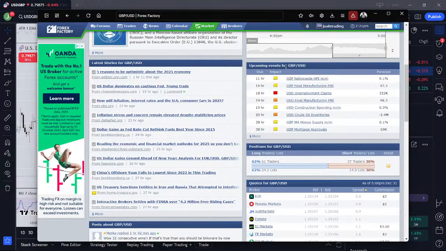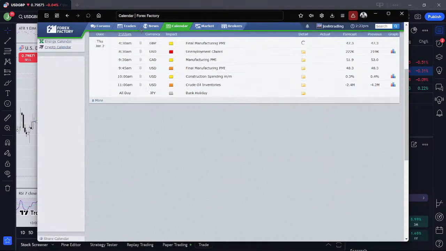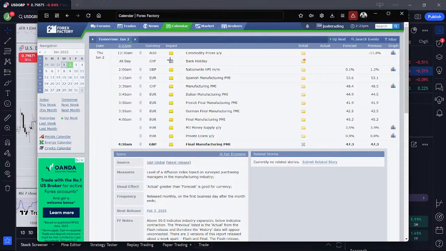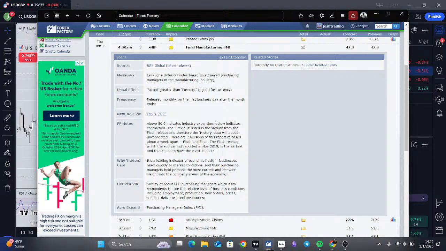You can also see here the upcoming events. This is for Thursday, that's tomorrow. You see that you have a bank holiday, so I'm not gonna trade the Swiss franc because they have a bank holiday. That's gonna be very indecisive. Same with the pound, PMI. I'm not too familiar with PMI, so I'm just gonna switch that out.